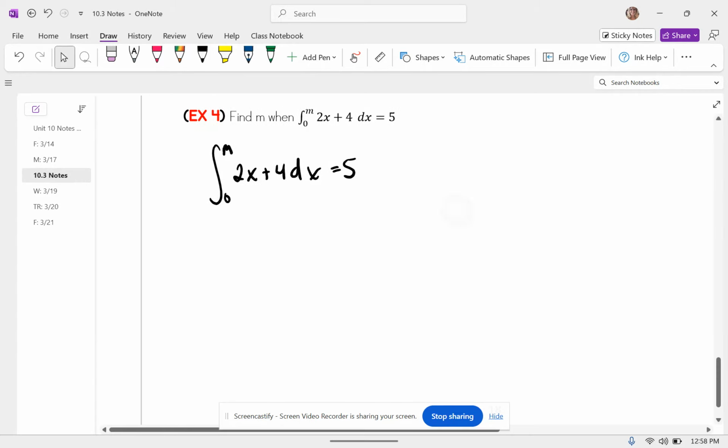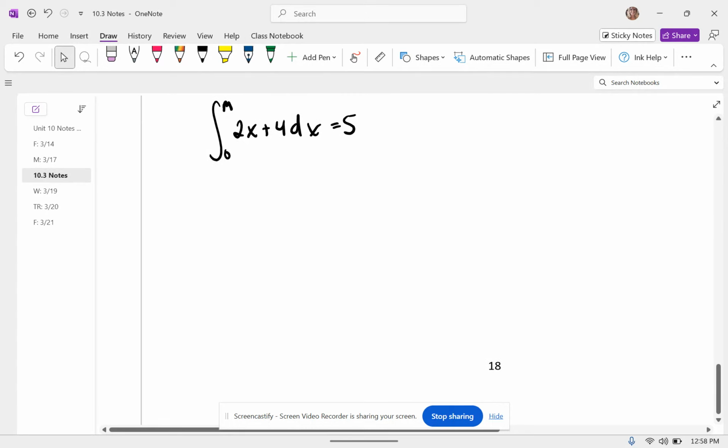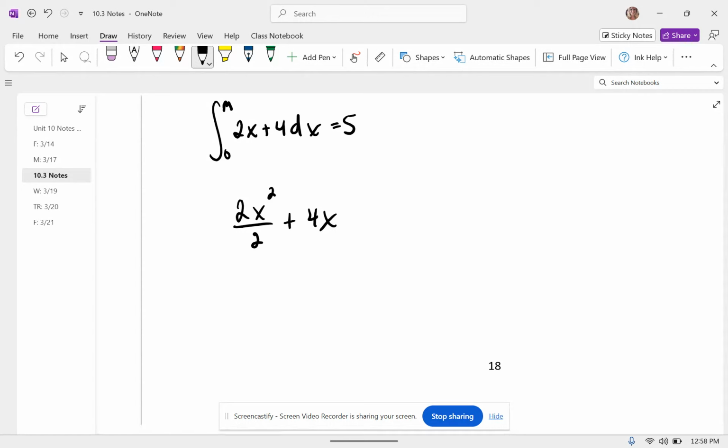Just trust your gut, right? You're going to integrate. Let's integrate. Let's simplify. What are our bounds of integration? 0 to m. And then whatever we end up getting from here needs to be equal to 5. So let's set it up, right?